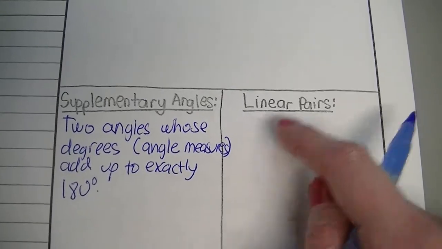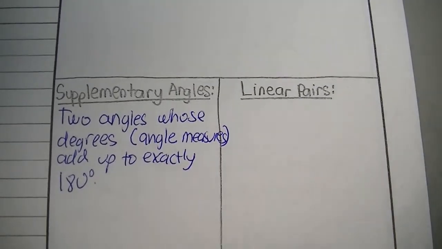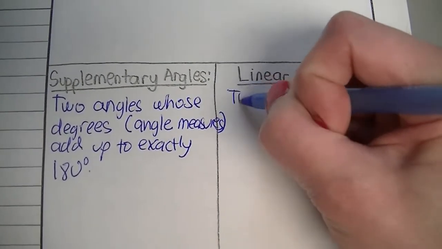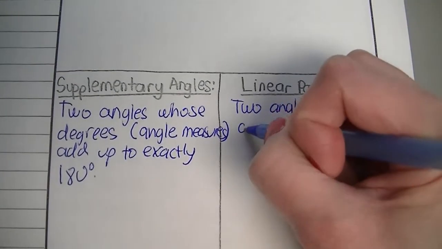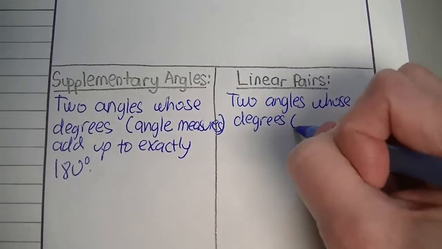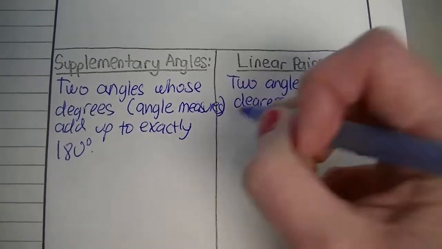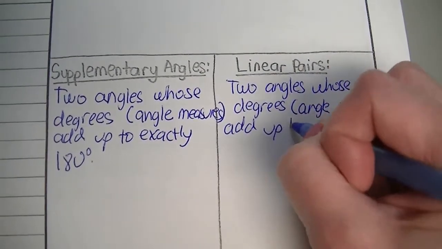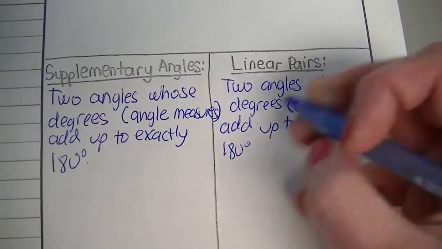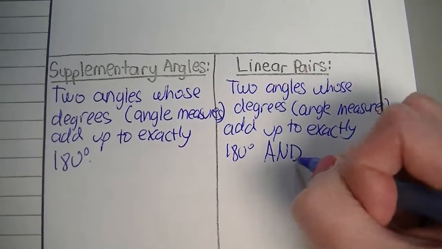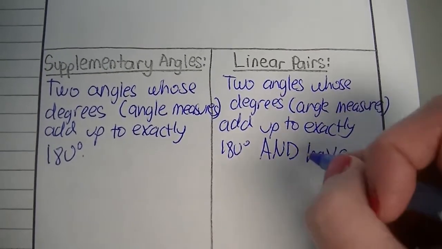The definition for linear pairs is they're two angles whose degrees, or angle measures, add up to exactly 180 degrees and have to be adjacent. Okay, so that's the difference, this part that we're adding right here. They have to be adjacent, so they have to be touching. They have to share a side.